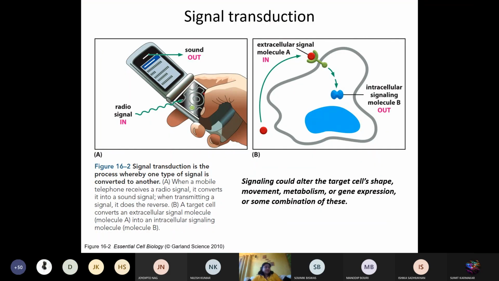Good morning. Is it visible? The signal transduction slide. Yes, ma'am. Yeah. So let's start.